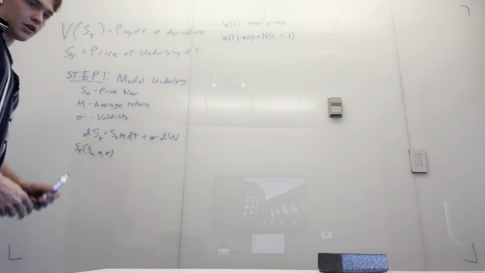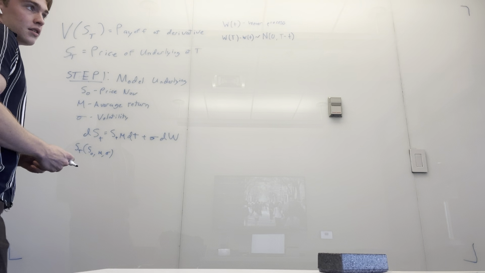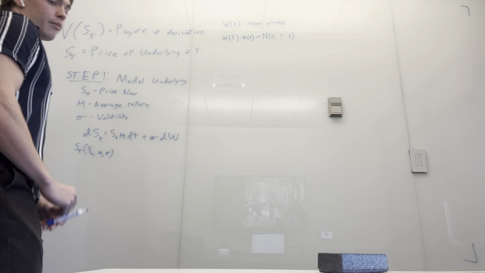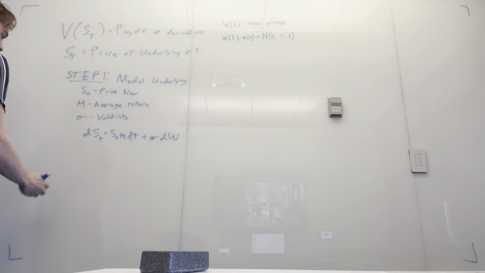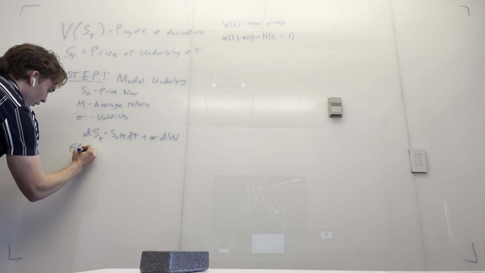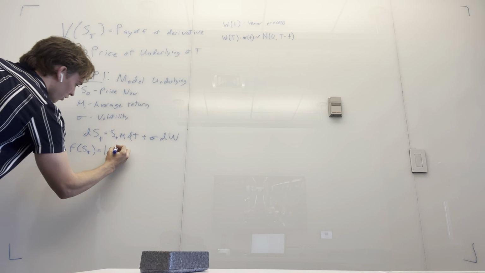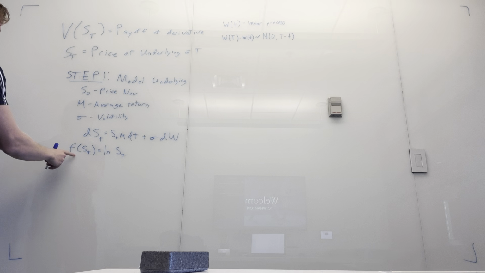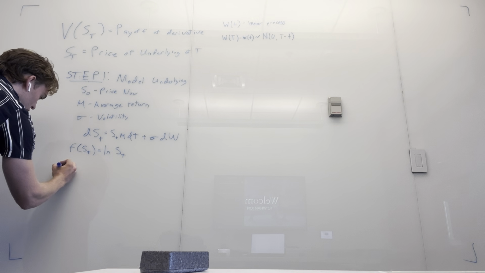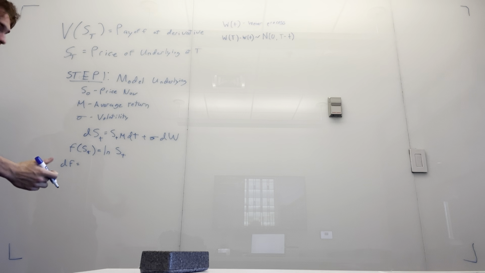So first off, I'm going to take a step that I can motivate somewhat, but it would be something that would be difficult to come up with on your own. And that is to say that I'm going to define f of S_t to be the natural log of S_t. And why do I want to do that? Well, that's because I can write this differential df in terms of basically our differentials of S_t in a way that makes things really nice.